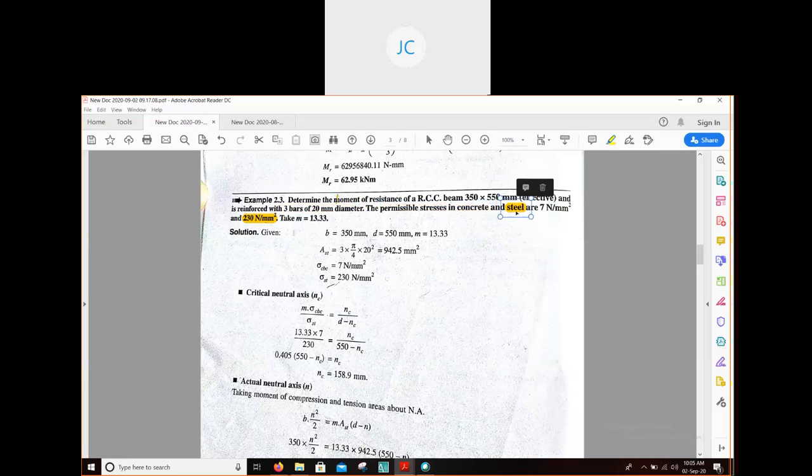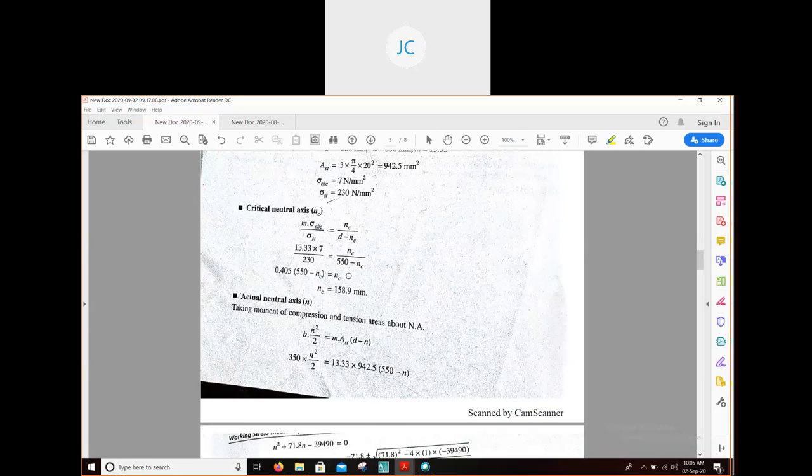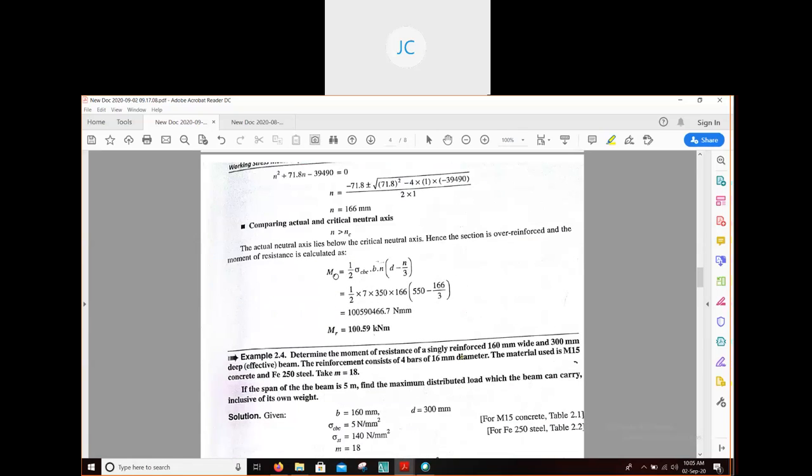The procedure is exactly the same, everything is the same as the last problem. Only in the last problem these values, sigma ST, sigma CBC and M, were not given. We had to find these values from the IS code in the last problem, but here everything is given directly. In the previous problem we got that our section is under reinforced. Now we have got that our section is over reinforced, so the formulas will be different.